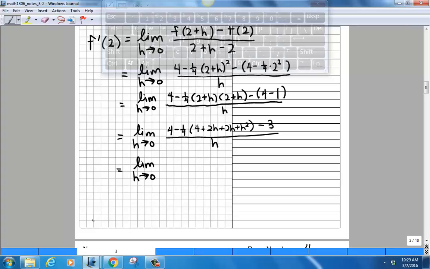So I have the limit as h approaches 0 of, now let's see, I have 4 minus 1/4 times, what's inside the parentheses here? 4 plus 2h plus 2h is 4h, right?